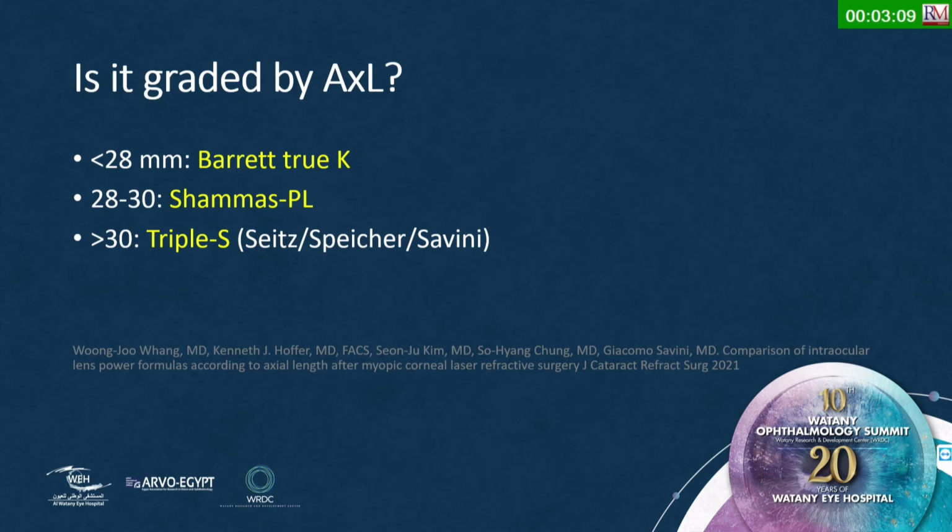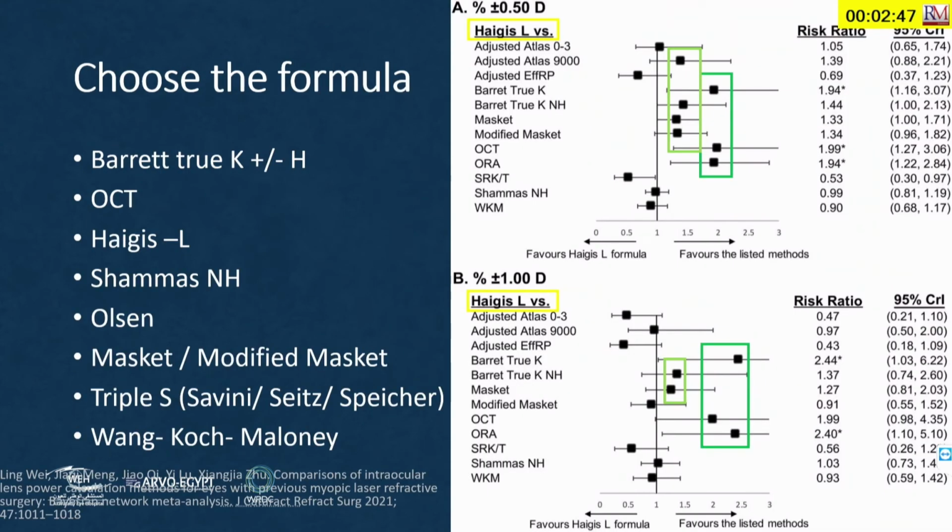In unusual axial length, in Barrett True K, less than 28, it is very accurate. But in larger eyes, Shammas is better, and in very large eyes, Triple S is better. But thank God, this is very rare to see with post-LASIK cornea. It is usually with refractive lens exchange or phakic IOLs.